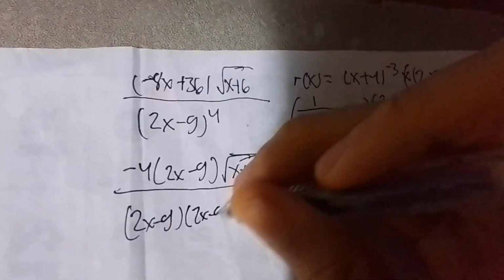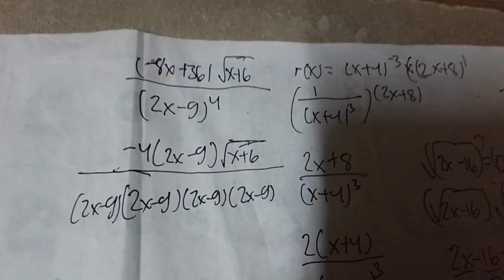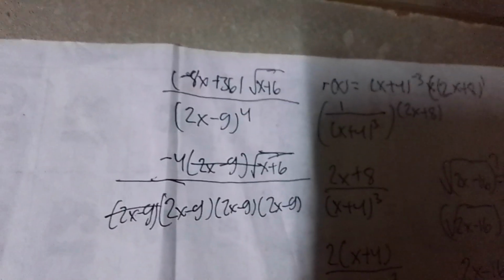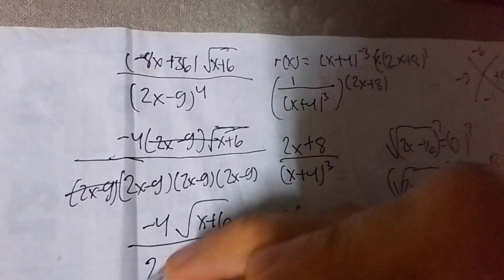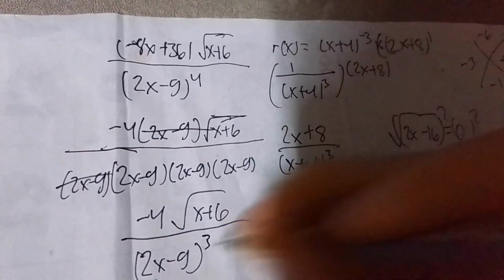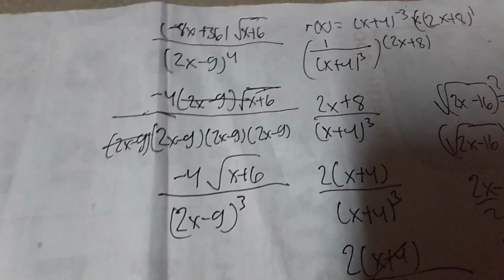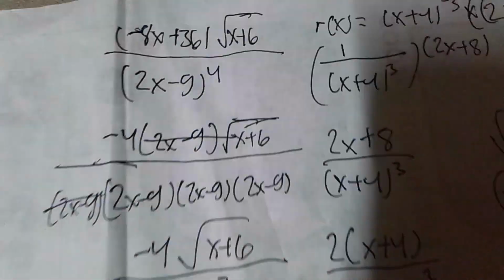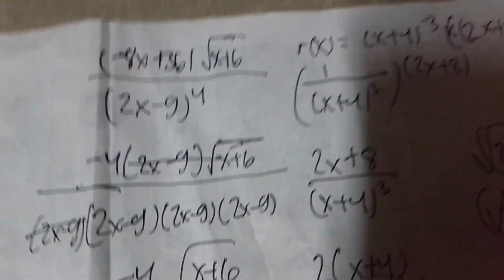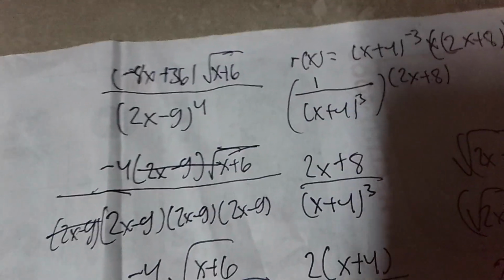But if I were to write it in expanded form, I'll write it a few more times just for you to have the experience. So it will look like this. Take note that one of the 2x minus 9s will cancel. And then what we're left with is negative 4 times the square root of x plus 6, all divided by 2x minus 9 raised to the cube. Because if I were to simplify it, that would be the answer. And if we are to write this in expanded form, remember what our goal is in the denominator. In this problem, there are two restrictions on the domain, because one, we have a square root, and two, we have a denominator problem.